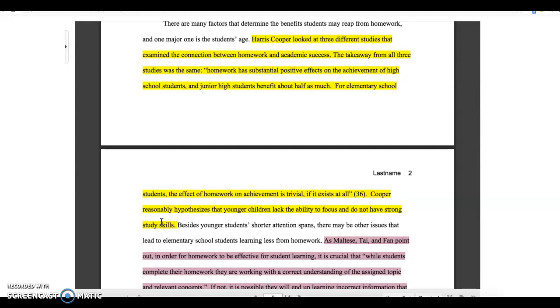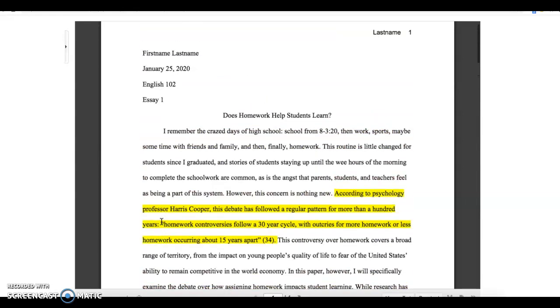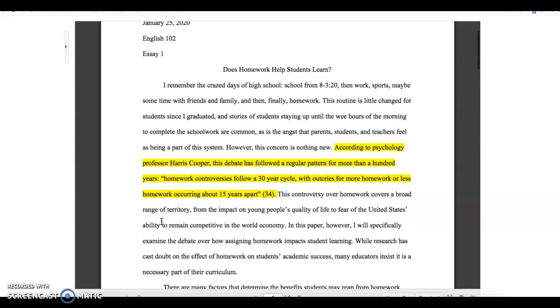There are no drop-in, hit-and-run quotations that are just sort of plopped down into the middle of the paragraph. They are all really smoothly integrated with her own ideas. So these are all things that I would like you to do in your essays as well.